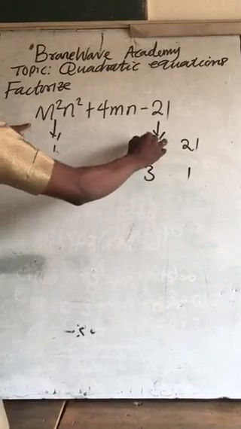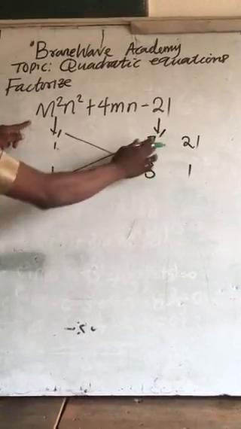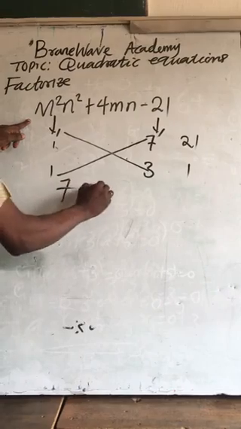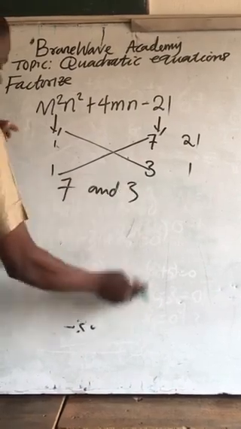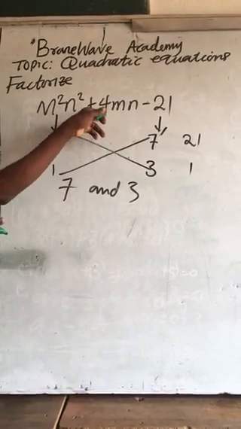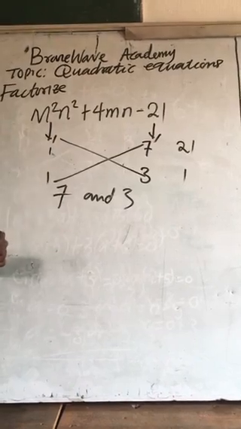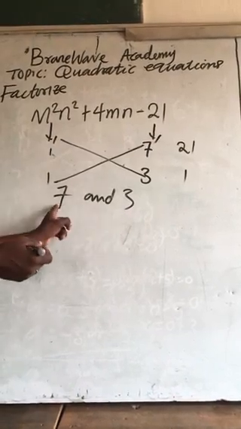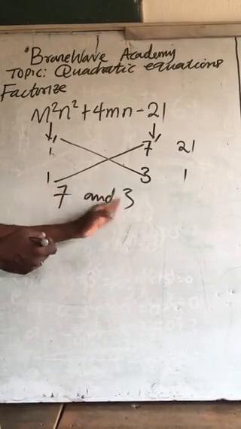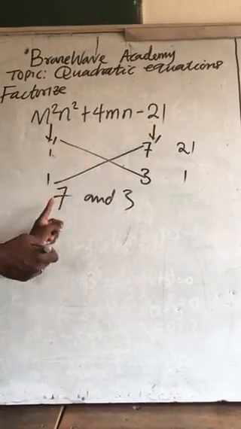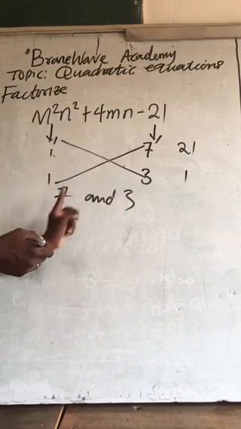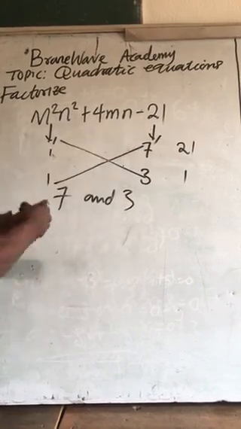Then I'll check this one. This cross multiply. 7 times 1 we have 7. And 3 times 1 we have 3. Then what am I looking for? I'm actually looking for 4 as a factor. 7 minus 3 is 4. But if I say 7 plus 3, I'll have 10. This is not 10. But 7 minus 3 is 4. 7 times minus 3 is what? Minus 21, which means I'll introduce minus here.